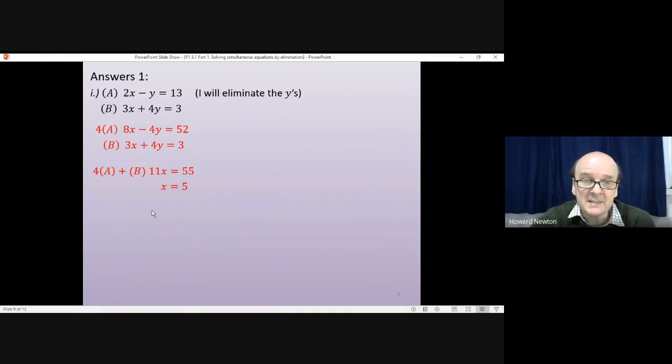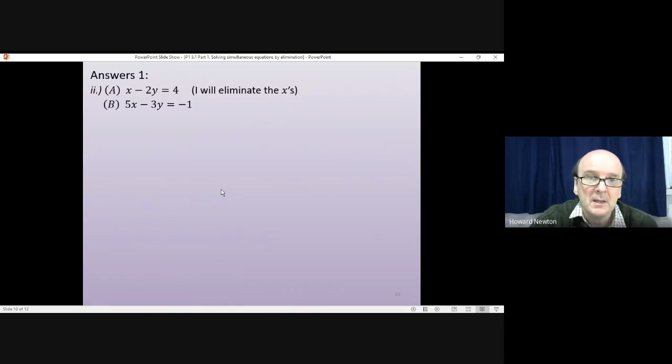Once I've found x, I still need to find y. To do that, I can choose any of the equations and substitute x equals 5 into it. The easiest equation this time is, I think, the first one, 2x minus y is 13. So I'll substitute x equals 5 into that. 2 5's are 10, so I'll have 10 minus y is 13. Rearranging that gives me 10 take away 13 is y. 10 take away 13 is minus 3. So y equals minus 3. That's the equation done. x is 5, y equals minus 3.